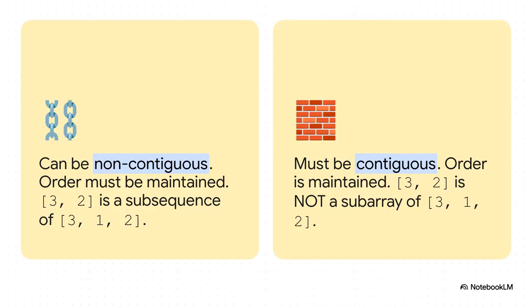And this is the key difference that sometimes trips people up, especially when we talk about subarrays. See, a subarray has to be a continuous, unbroken block of elements. But a subsequence can have gaps. Like, you can take the 3 and the 2 from our array 3, 1, 2. That's a valid subsequence, but it is not a subarray because we skipped right over the 1.